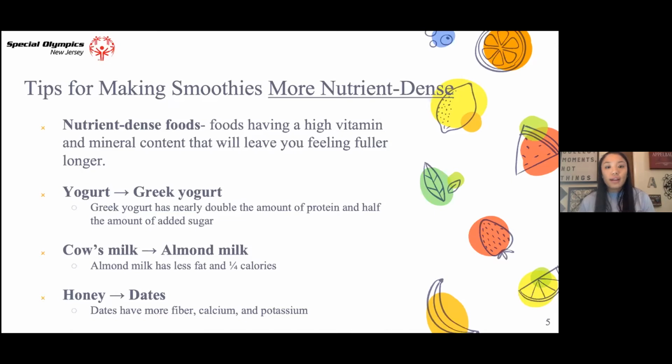And then if we look at the next one, it's switching from cow's milk to almond milk. So as we talked about last week, if we remember, cow's milk comes from an animal, and almond milk is plant-based, meaning that it's not made from an animal source. So with almond milk, it has less fat and it has a fourth of the calories, but it still has a lot of those nutrients because it's fortified with them. And with fortification, it means that those nutrients are added through man-made processes.